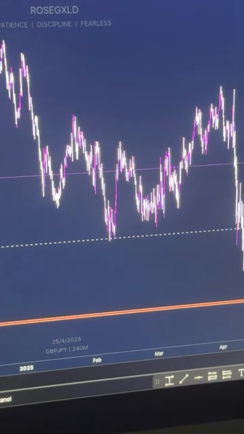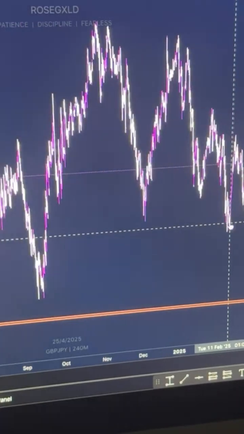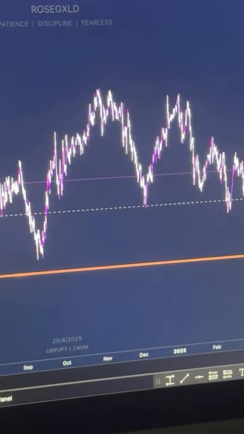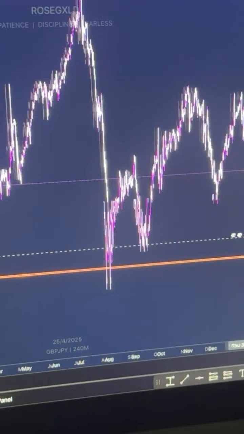Alright, so this is GJ basically. You know, on the higher time frame, the structure looks kind of shaky, you know.